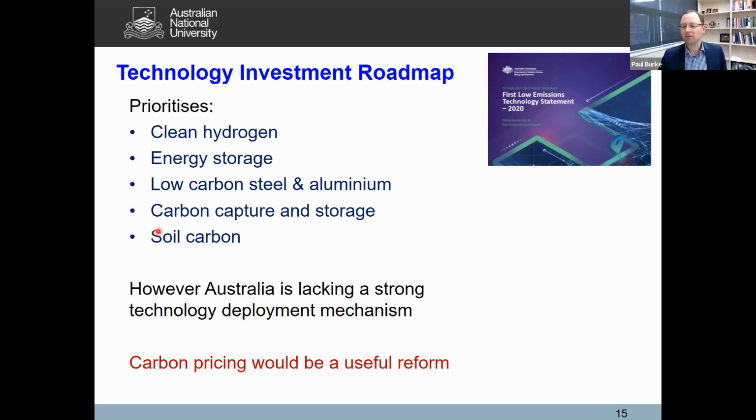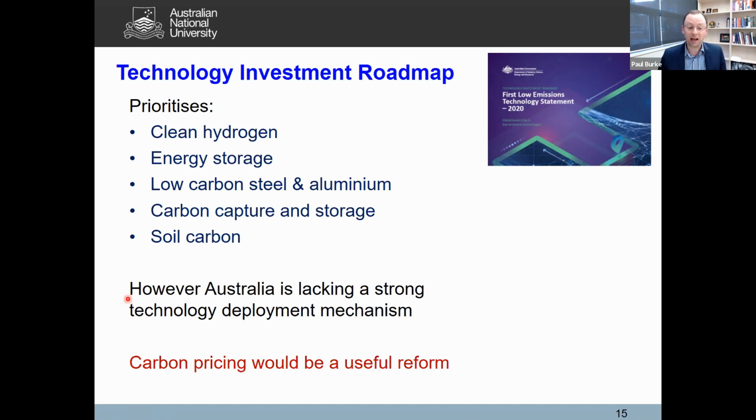The problem is it's very nice to have priorities and to have wish lists, right? But where's the deployment mechanism? How will this actually happen? Australia currently is lacking a strong deployment mechanism for low carbon technology. That exactly is what carbon pricing is. It's just a signal that's sent out there, a financial signal, to encourage the economy to switch towards lower emissions methods.